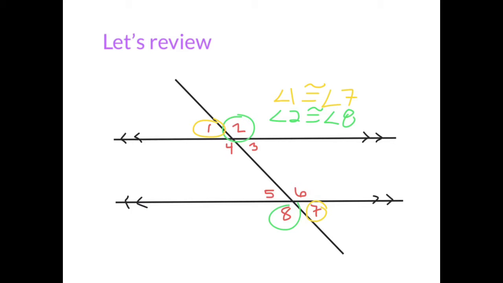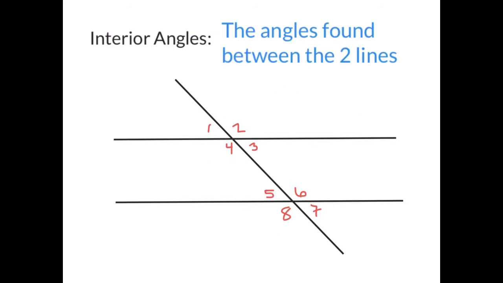We're going to now talk about these interior angles a little bit more today. So sticking with the same diagram, interior angles are the angles found between the two lines. So the exterior ones were outside, the interior ones are going to be on the inside. So let me just label this in here, interior. So angles 3, 4, 5, and 6 are all considered interior angles. So I'll just go ahead and label these.